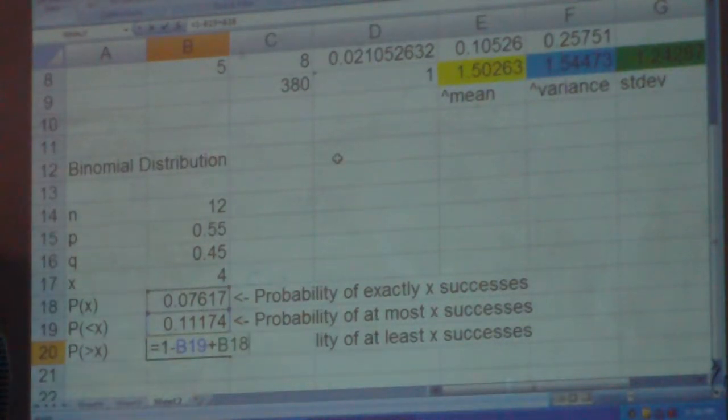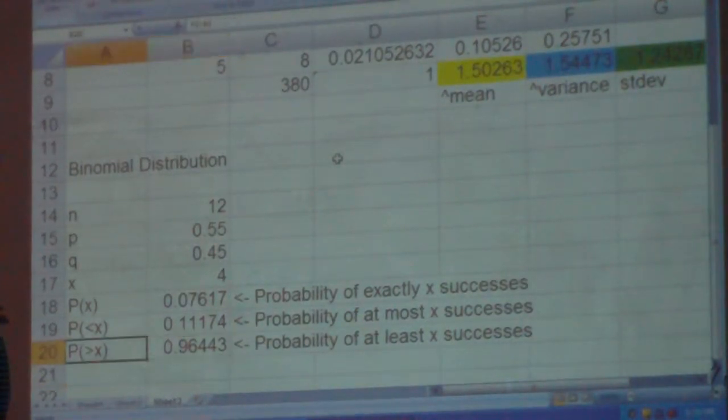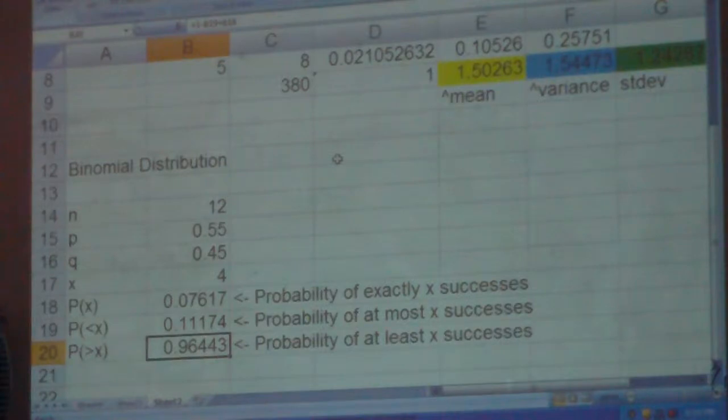So you can fool around with these things a little bit, or you could just find it for each value and add them all up. Sometimes the shortcuts are more complicated than a long way of doing it. Anyway, I'll put this spreadsheet up there so you can look at these. Try to figure it out. But that should be the answer to part B. 0.96. 96% chance that at least 4 of those 12 people would say that cashews are their favorite nut.